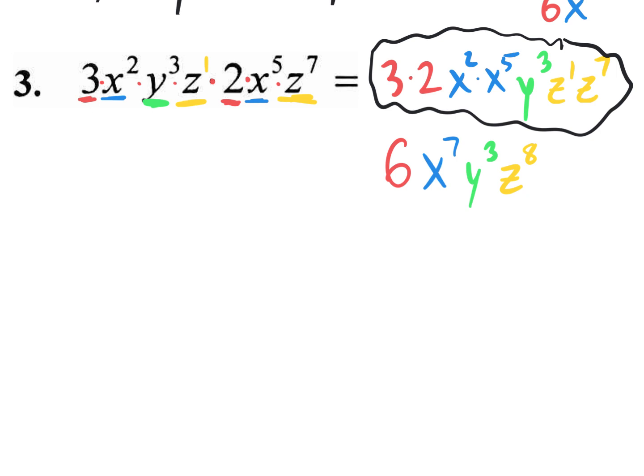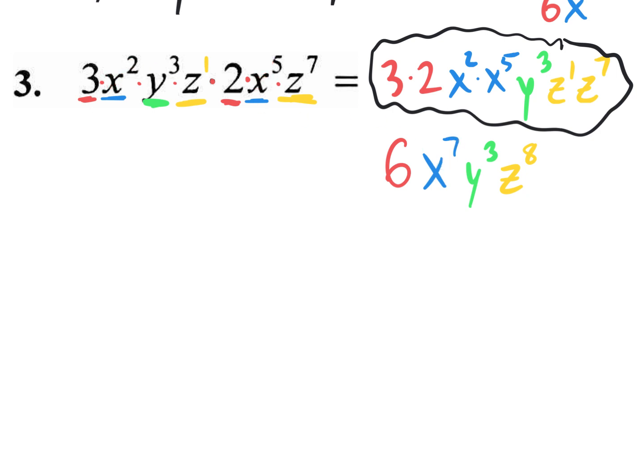Question. I got the exponent 7 by adding the 2 and the 5. Because the rule says when you have the same base and you're multiplying, add the exponents. Okay? So again, start with your big numbers. 3 times 2 is 6. And then go on to your x's. You want everything in alphabetical order, x, y, z. Start with x's. X squared and x to the 5th.